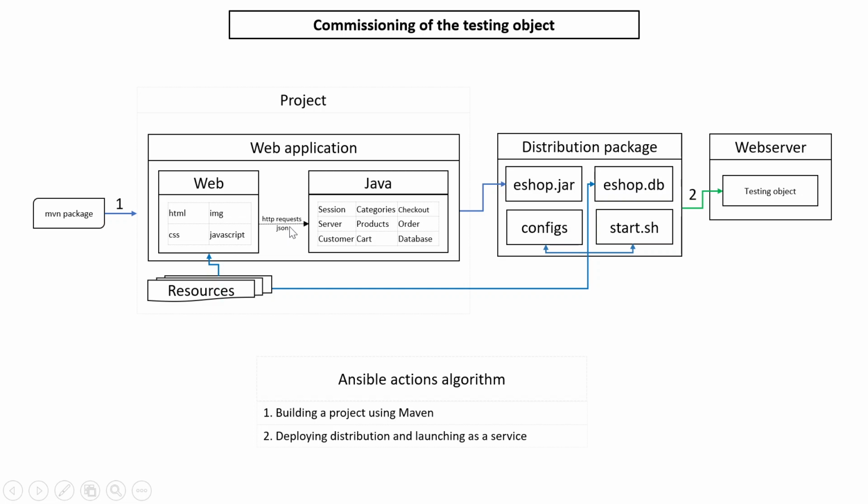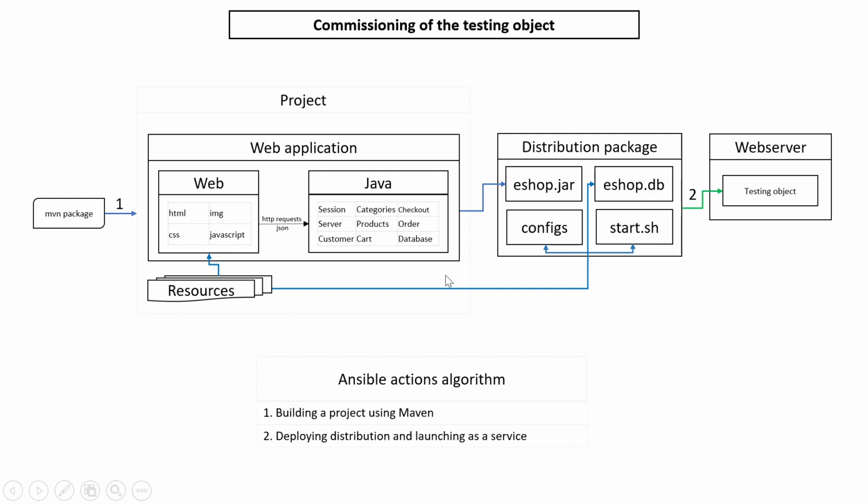The endpoint of the request is the backend written in Java. This is a regular HTTP server that processes requests, serves the sessions, and represents the entities that users work with in the form of corresponding objects, such as categories, products, orders, database, and so on.